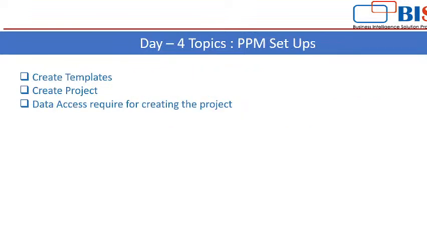Then we have seen how to create the template and how to create the task structure for the template, or you can say for the project. Then we have seen how to create the project. For creating the project, a user should have data access at business unit level, and there are three specific roles on the basis of which you have to give the data access to your user. Those roles are project accountant, project administrator and project manager.